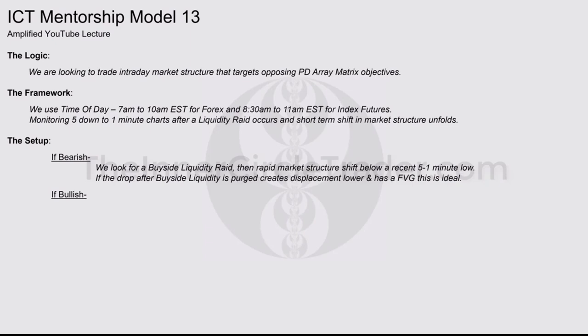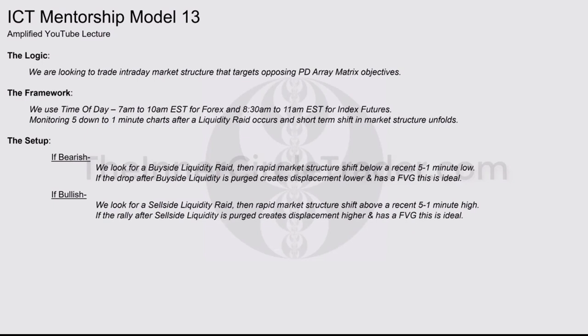If bullish, we look for a sell side liquidity raid, then a rapid market structure shift above a recent 5 down to 1 minute high. If the rally after sell side liquidity is purged creates displacement higher and has a fair value gap, this is ideal.